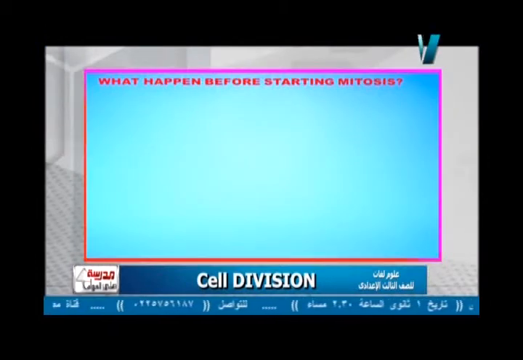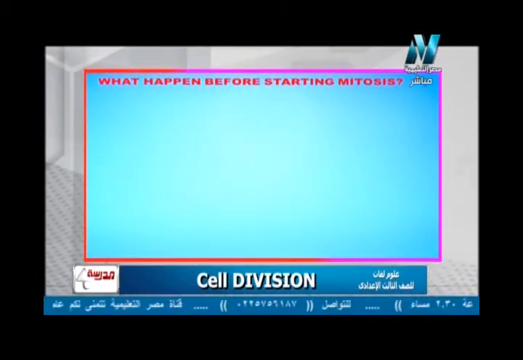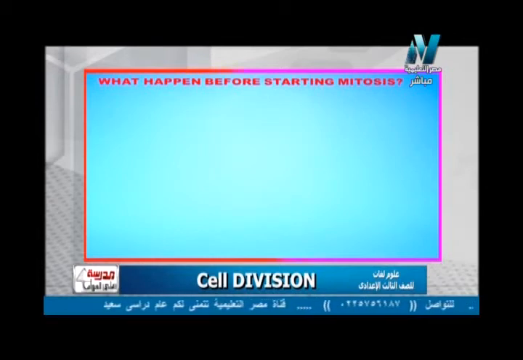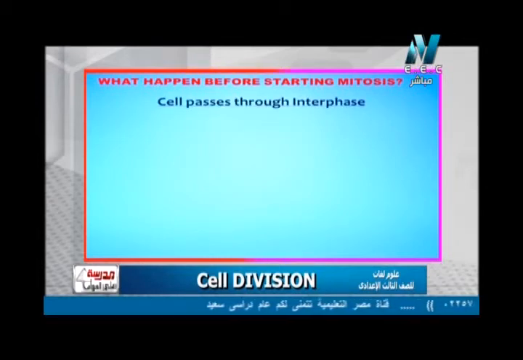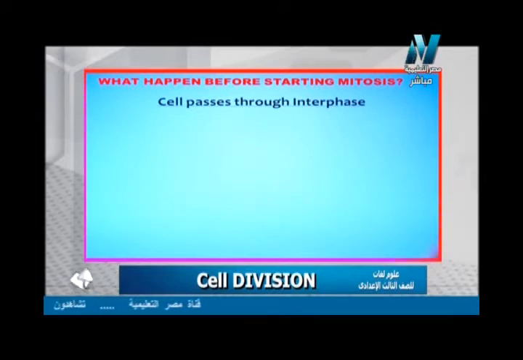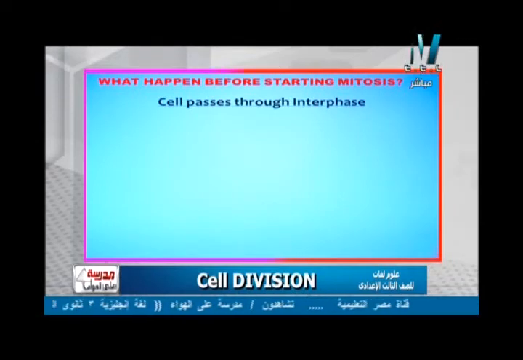Next, we are going to see what happens before starting the mitosis division. Now, the cell is going to divide, but before division, the cell passes through a phase called interphase. Mitosis is composed of 4 phases, which we are going to see right now: prophase, metaphase, anaphase, and telophase. These are the 4 stages of mitosis.